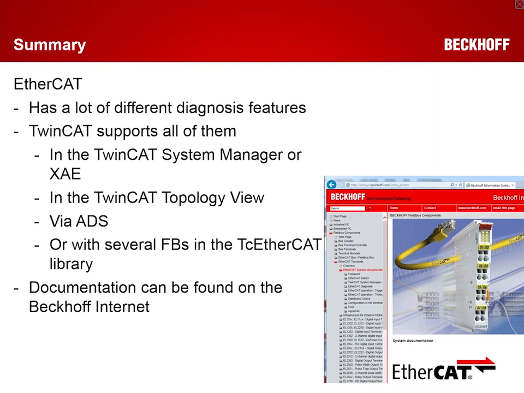Documentation is available in the TwinCAT part of the information system. If you are a PLC programmer, you can use the function blocks inside the EtherCAT library. There's also documentation available, and there are examples of how to do a very easy EtherCAT diagnosis in the PLC. A lot of documentation is also available on the internet, and in this case we show you that the EtherCAT system documentation is available beneath the EtherCAT terminals.